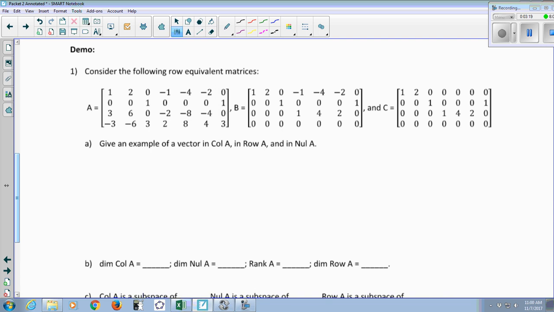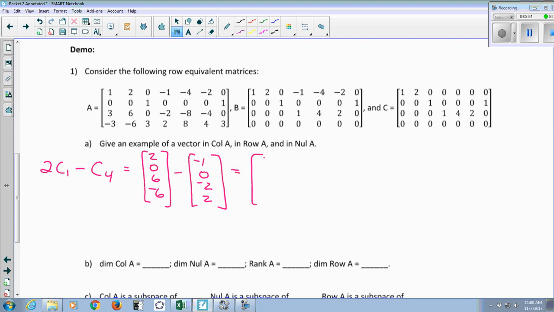So something in col A is any linear combination of the columns of A. So we could do 2 column 1 minus column 4, right? That's a linear combination of some of the columns of A, and I'm going to have to write it out. I can't keep all those numbers in my head. 2, 6, -6. That's 2 column 1. Column 4 is -1, 0, -2, 2. So I get 3, 0, 8, -8. That is one element from col A, just any linear combination of the columns of A.